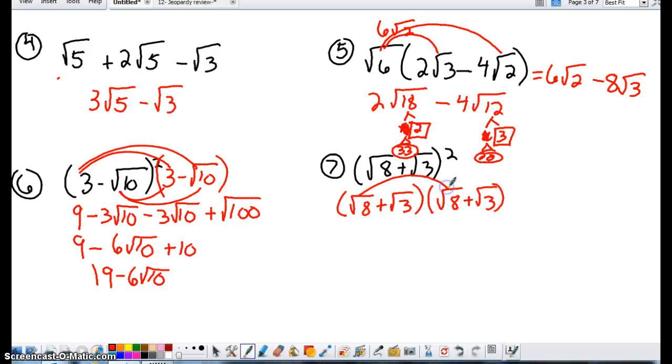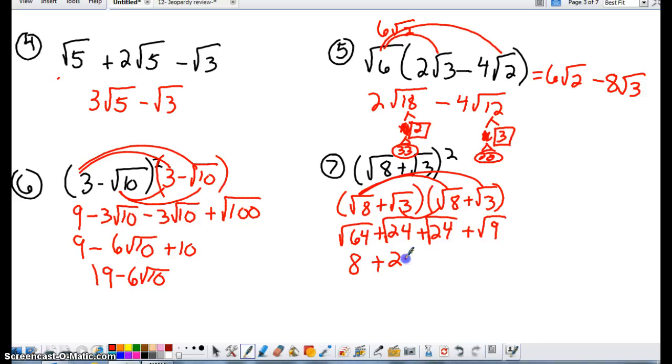So when I do that, root 8 times root 8 is going to give me the square root of 64. Root 8 times 3 is going to give me the square root of 24. Root 3 times root 8 is again a square root of 24. And then finally, the root 3 times root 3 is going to give me the square root of 9. So when I try to break this down, square root of 64 is 8. This is going to be plus 2 root 24. Square root of 9 comes out as 3, so plus 3. So I can combine my 8 and 3 to be an 11.